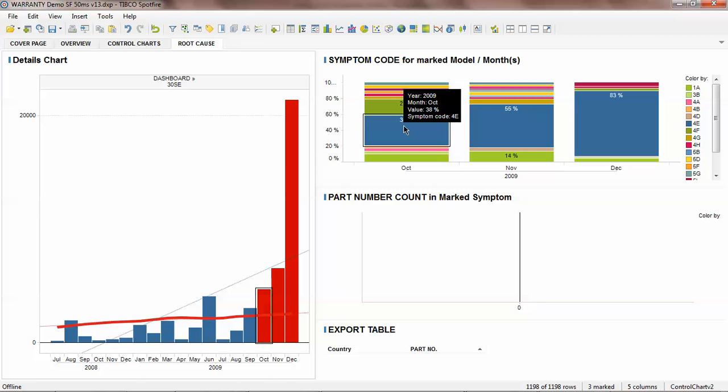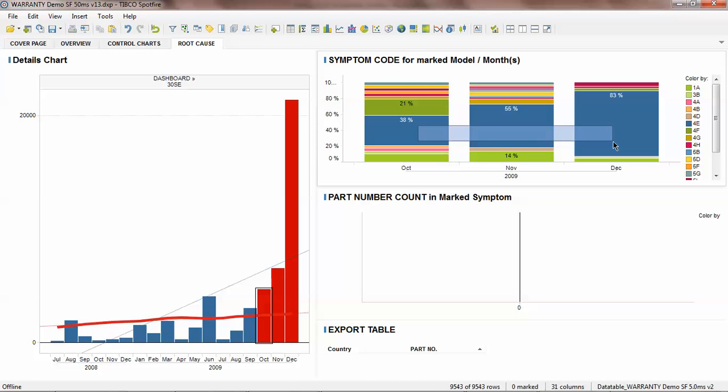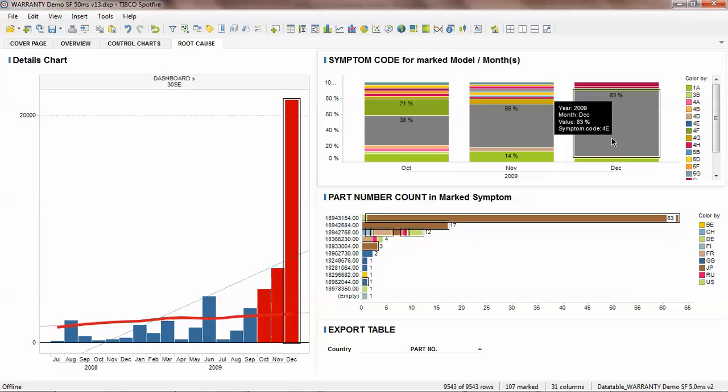What I really want to know behind this is what parts and what suppliers are contributing to this increased level of warranty claim. Again, I can simply select the data, and I've set up another subsidiary visualization that shows pretty clearly where the problem is. 63% of these claims are caused by a symptom, and that is caused by a failure of this particular part number.